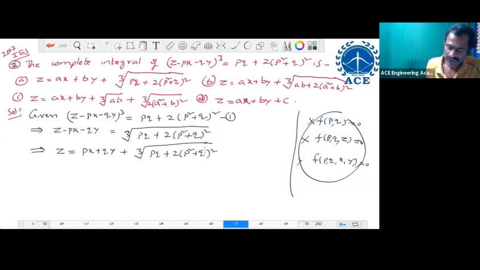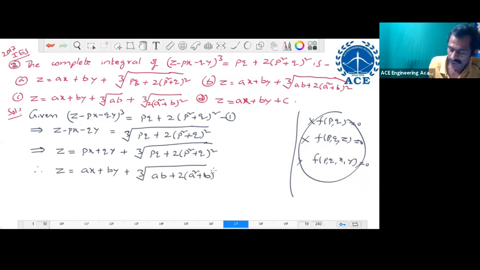This is the Clairaut's equation. Now from this, we write the solution within one step just by replacing p by a and q by b only. Therefore, z equal to ax plus by plus cube root of ab plus 2 into a square plus b whole square, for p equal to a and q equal to b, is a solution of 1 only.